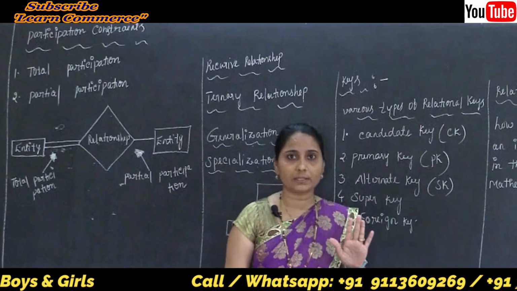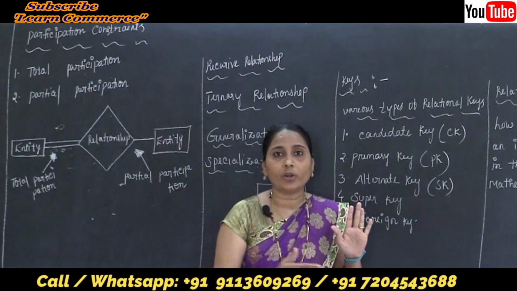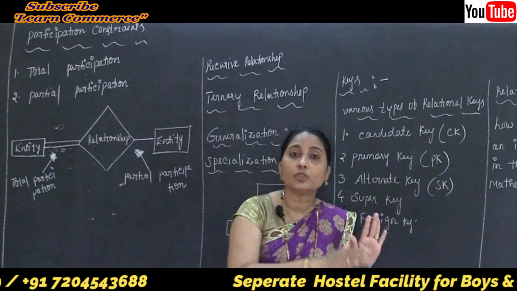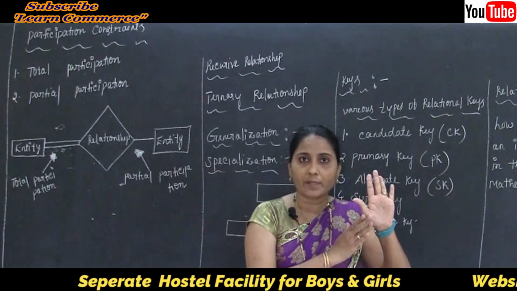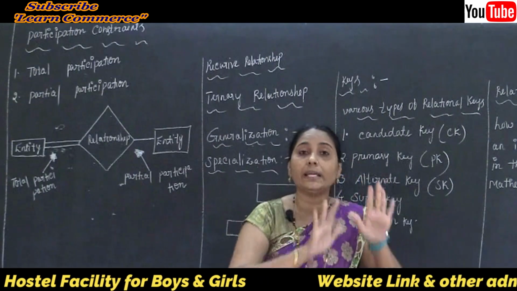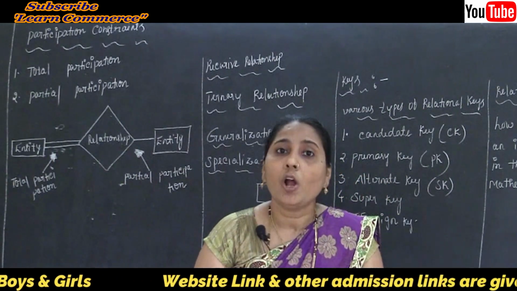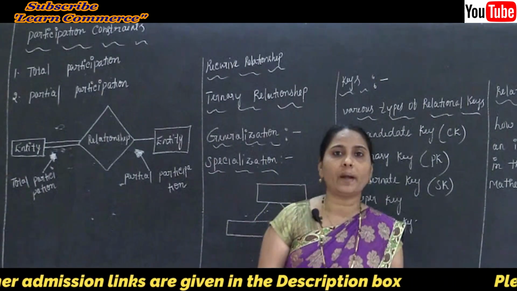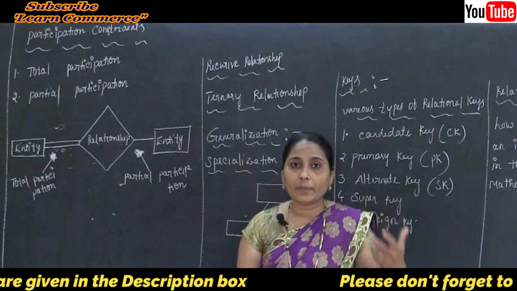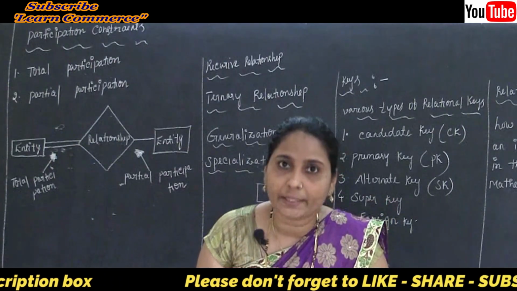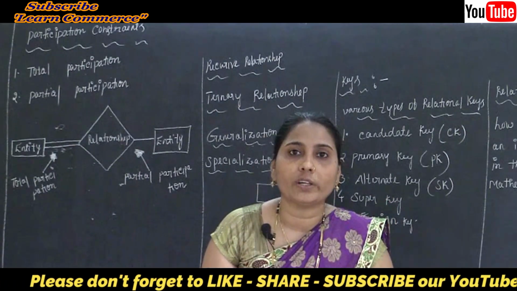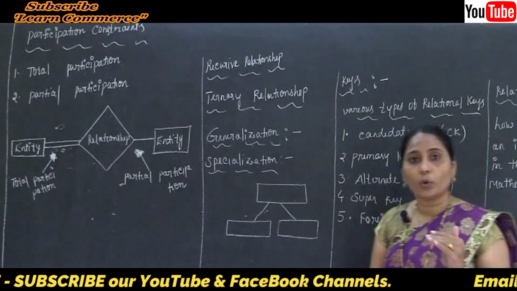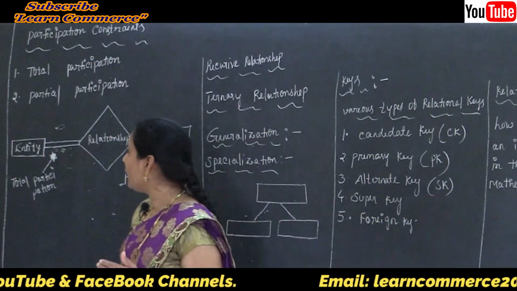Maybe 5 tables are there and every table is involved in the relationship. They are related with one another. Every table is related with each other. So this is called total participation. The meaning of total participation is that all entities in the entity set are involved in the relationship. And how do you represent whether it's a total participation or a partial participation?